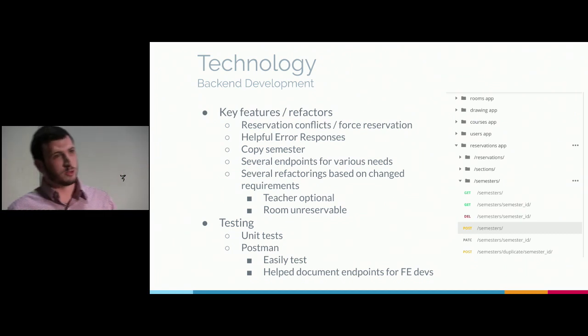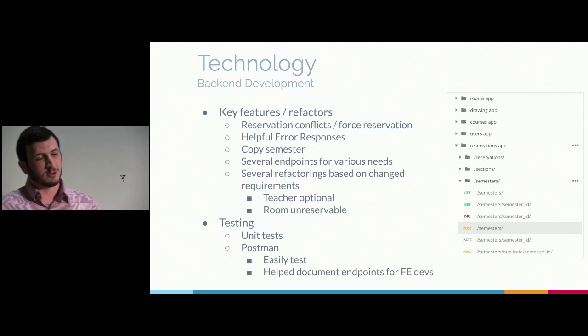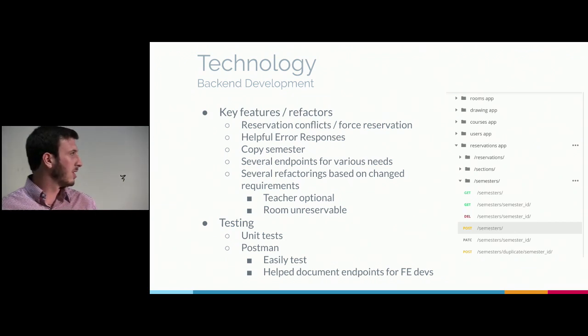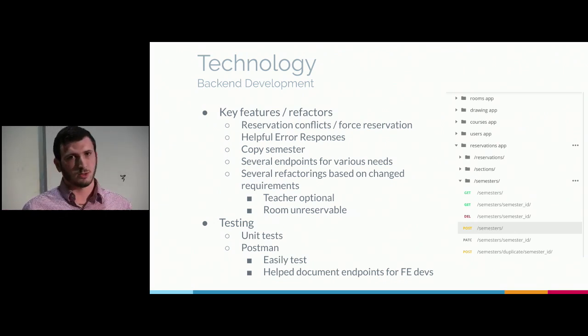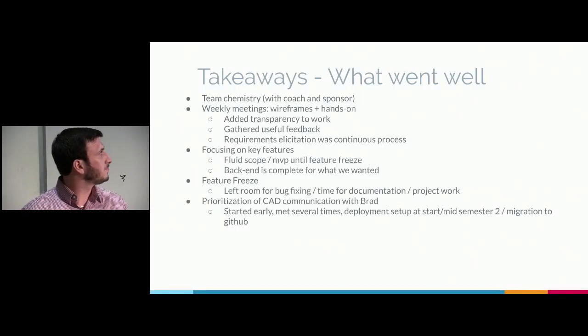Testing. We had unit tests. We had strong unit tests first semester. It slowed off a little bit second semester. I'll discuss that later on. But then Postman as well was great for testing various network calls and to help document the endpoints so the front end could easily implement them.